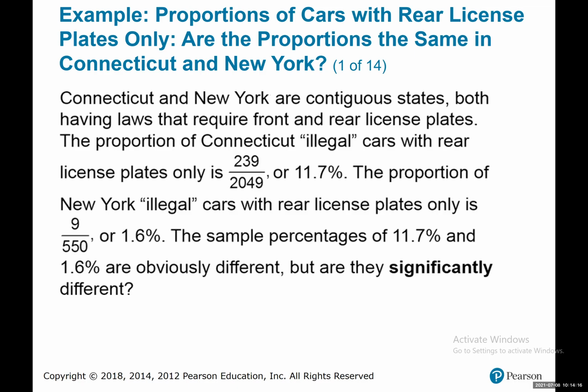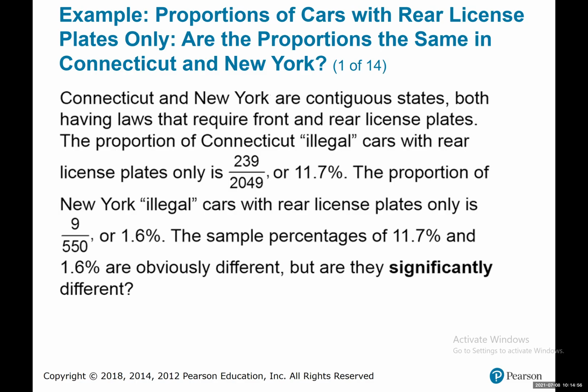Example, proportion of cars with rear license plates only. Connecticut and New York are contiguous states, both having laws that require front and rear license plates. The proportion of Connecticut illegal cars with rear license plates only is 239 over 2,049, or 11.7%. The proportion of New York illegal cars with rear license plates only is 9 over 550, or 1.6%. The sample percentages of 11.7% and 1.6% are obviously different, but are they significantly different?